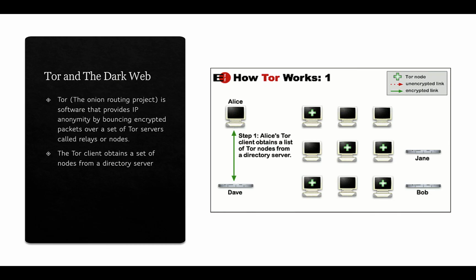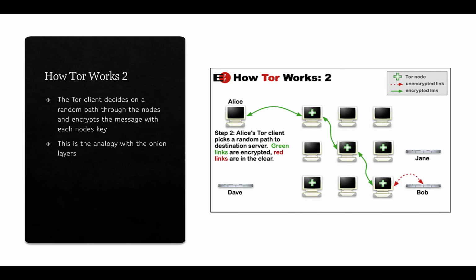So what the client does is not like routing normally, where the client says, here router, here's a packet, send it on to my destination, and the router will then decide where to send it. In this case, Alice's client obtains a list of Tor nodes from a directory server and then decides on a path and passes the packet through. And at each stage, the communication is encrypted by adding encryption on top of encryption at each level.